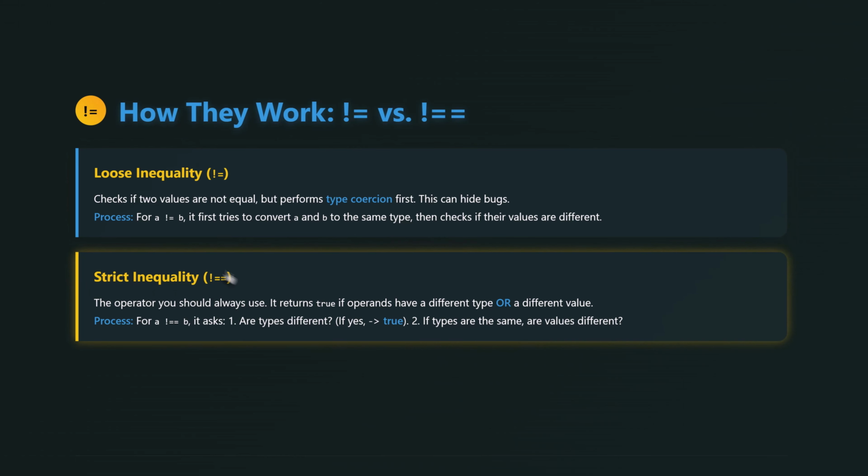But strict inequality, this is the operator you should always use. It returns true if the operands are a different type or have a different value, but it does not do type conversion. Let's see how it works. For A !== B, JavaScript asks, are the types of A and B different? If yes, the result is true. If the types are the same, are the values of A and B different? The answer to this becomes the final result.